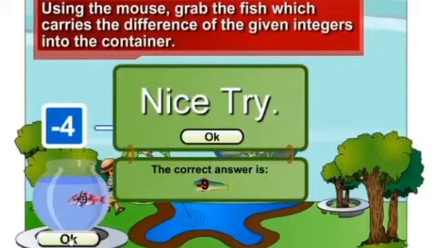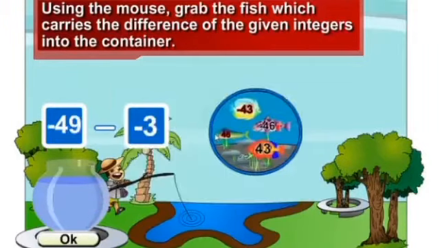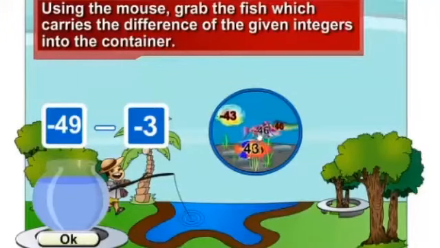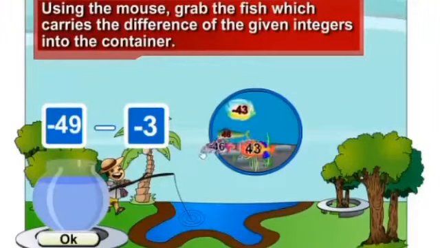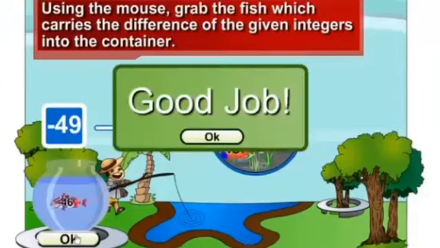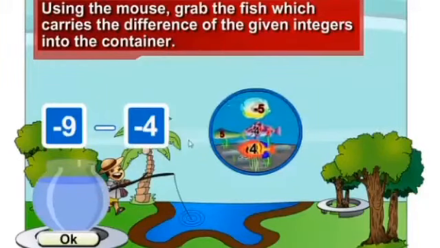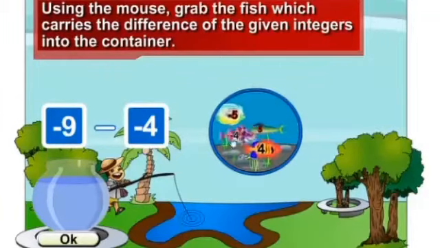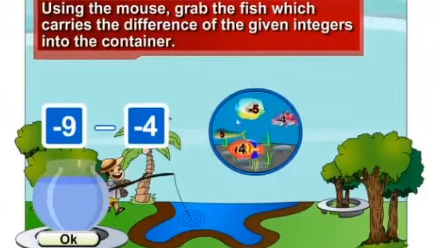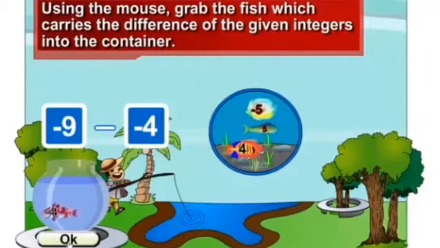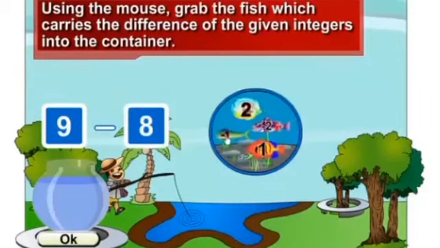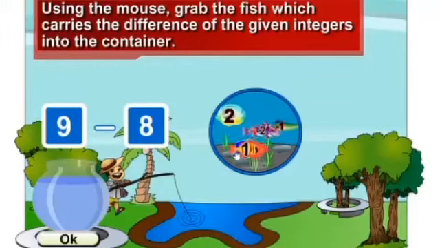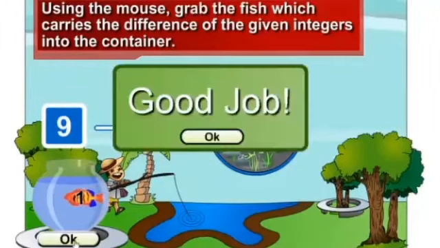No, it's negative 9. Negative 49 minus positive 3. You have to change positive 3 to negative 3. So, the answer will be negative 46. Good job. Negative 9 minus negative 4. Change the negative 4 to positive 4. So, what happens? Negative 4. Good job. 9 minus 8. So, 8 to negative 8 equals positive 9. Good job.